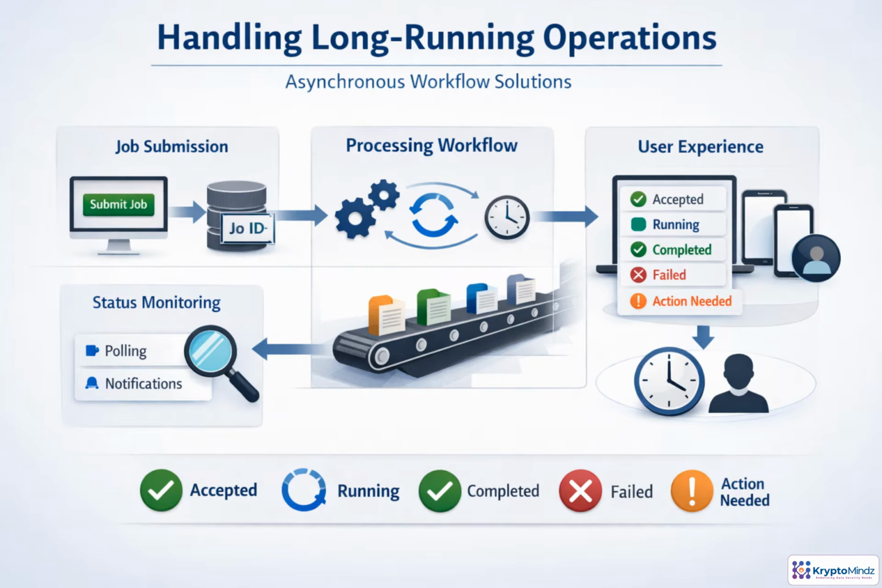When an MCP tool may take minutes, don't hold the request open. Turn it into a job. The tool accepts the request, validates inputs, stores the work, and returns a job ID immediately. Behind the scenes, a queue or workflow engine handles processing, retries, rate limits, and load smoothing. The client then polls or subscribes to notifications using that job ID. Status should be explicit: accepted, running, completed, failed, or action needed. When processing finishes, the client retrieves the result from storage. This keeps the experience responsive while backend work completes safely.